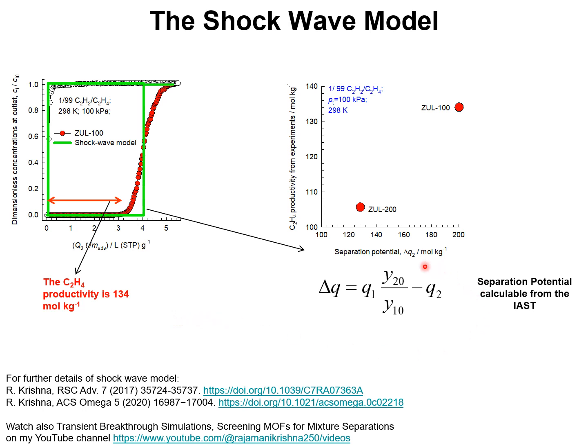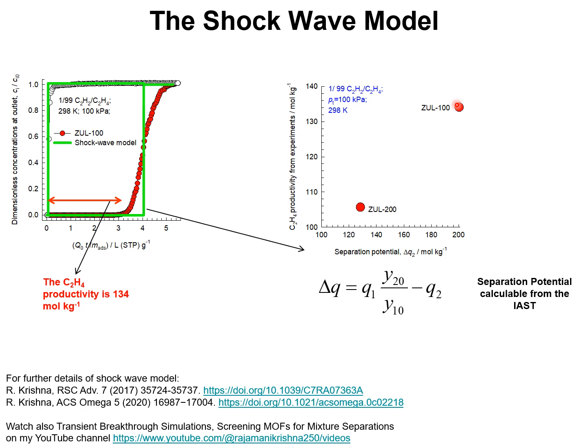An important advantage of defining the separation potential is that this parameter delta Q may be used for a ranking of MOFs using the ideal adsorbed solution theory for calculations of delta Q. In this graph, I plot the separation potential delta Q, and on the y-axis, I plot the ethene productivity from the experiments for ZUL-200 and ZUL-100.